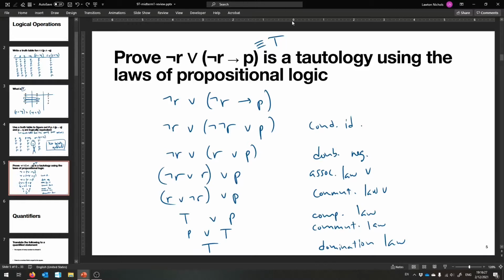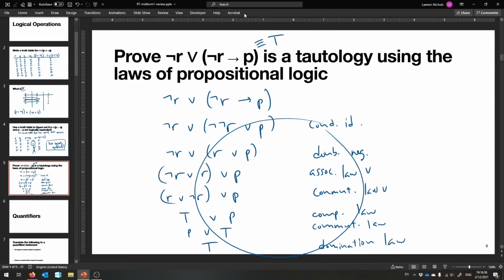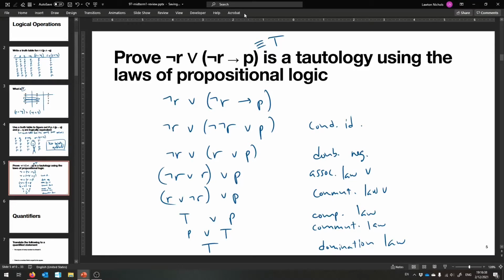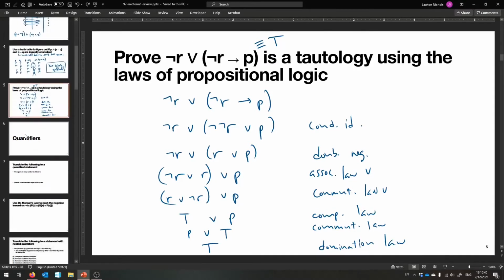And it's always true no matter what R and P are. You could fill out the truth table if you really wanted to. That might have been a bit faster, but we wanted to practice all of our laws. Okay, so that is that. Hopefully that's all working out for you.